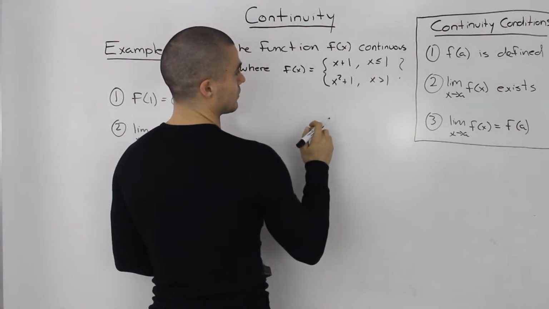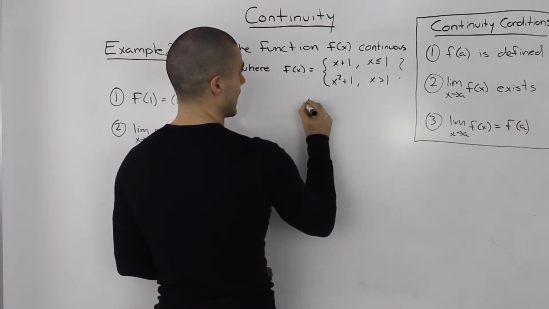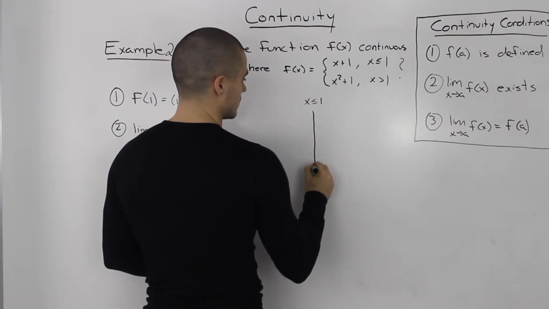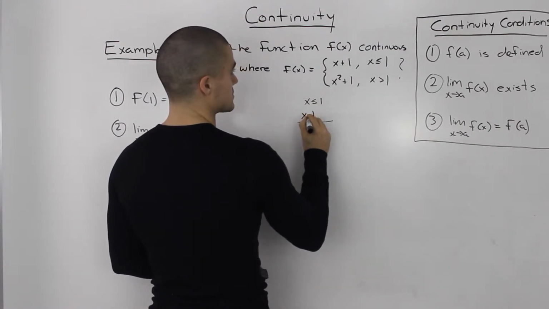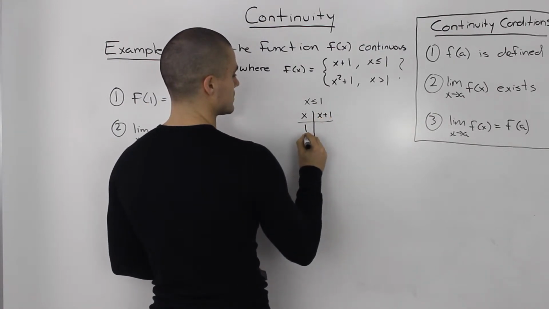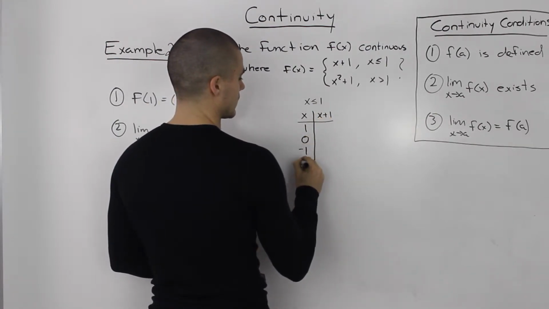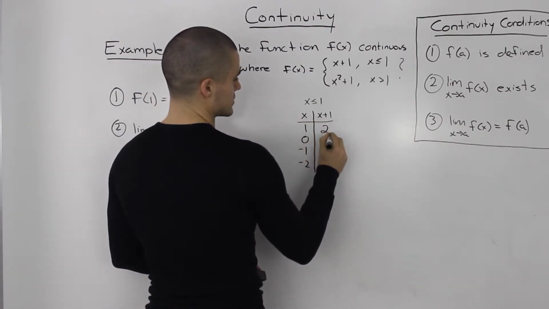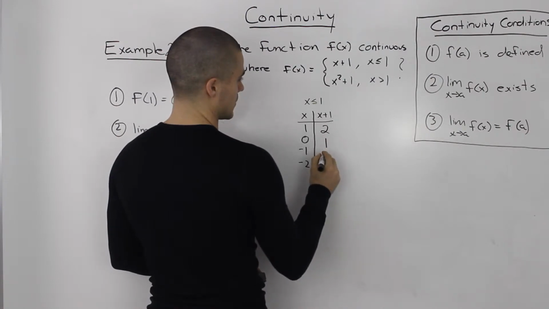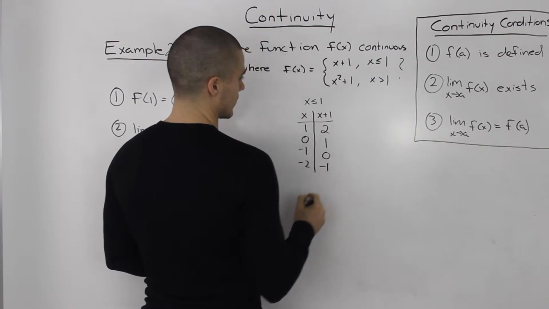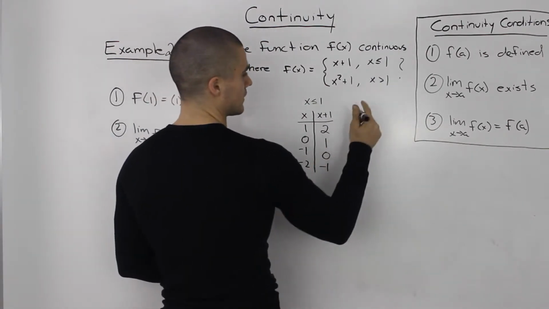So let's start off with this left piece. When x is less than or equal to 1, we have a table of values, and the y value will be x plus 1. So let's start off with 1, 0, negative 1, negative 2. So when x is 1, y is 2, then y is 1, then y is 0, and then y is negative 1.